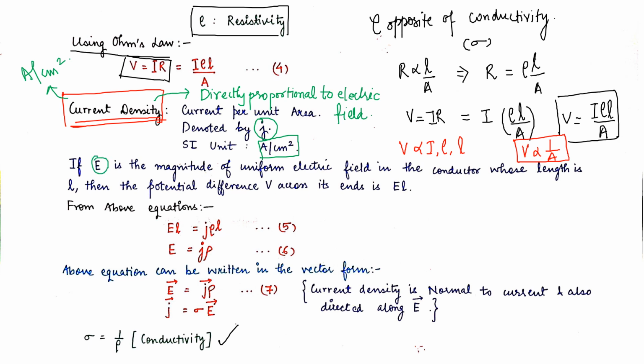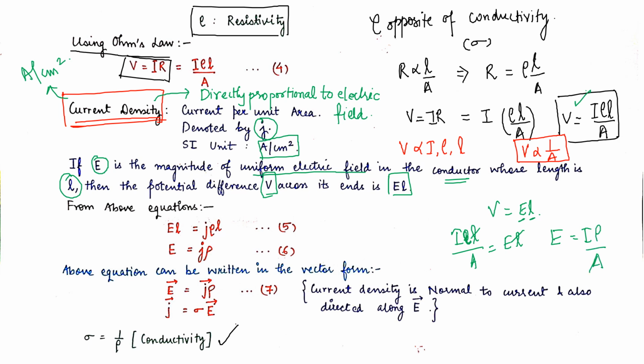If E is the magnitude of the uniform electric field in the conductor whose length is L, then the potential difference V across its ends is EL. V equals EL. Okay. From here we can get the value of V. Potential difference across its ends is equal to the electric field times the length of the conductor. Now from this equation we will substitute the value of V. It will be I rho L upon A equals EL. Now we will cancel the L because they are both the same. Now E equals I rho upon A.